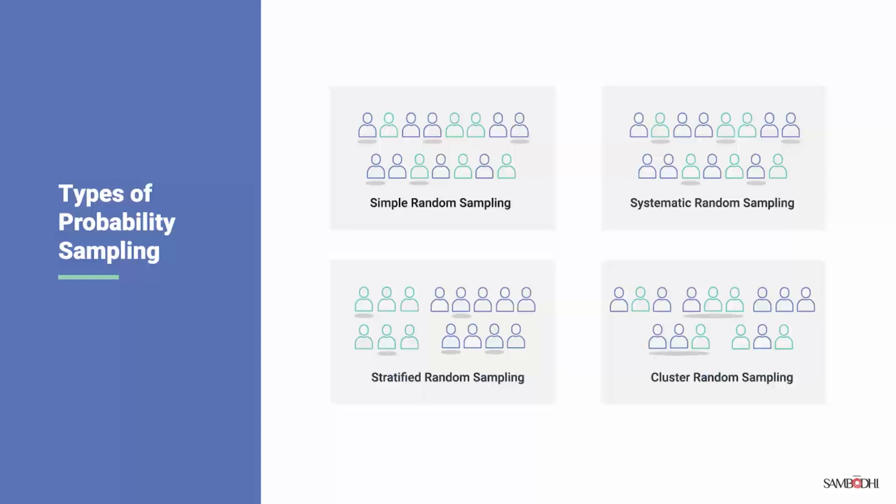And finally, we have cluster random sampling. In this method, you need to divide the population into clusters, such as districts or schools, and then randomly select some of these clusters as your sample. The clusters should ideally each be mini representations of the population as a whole.